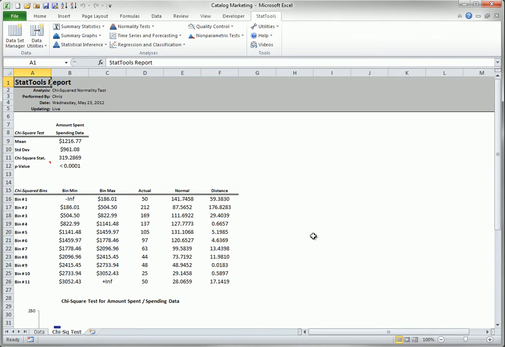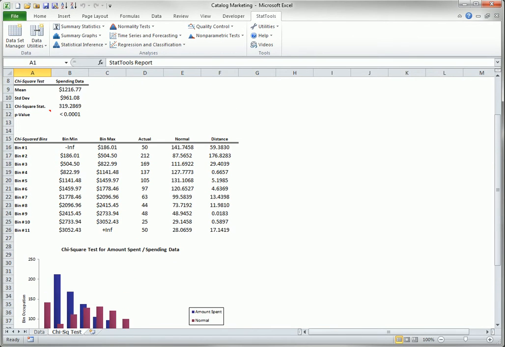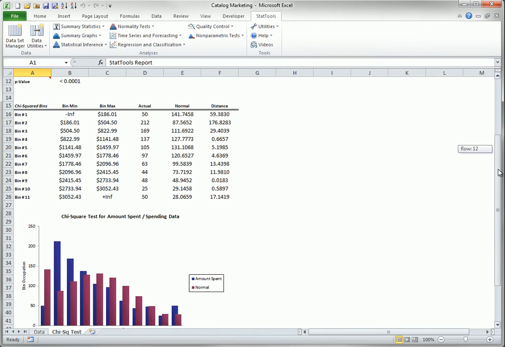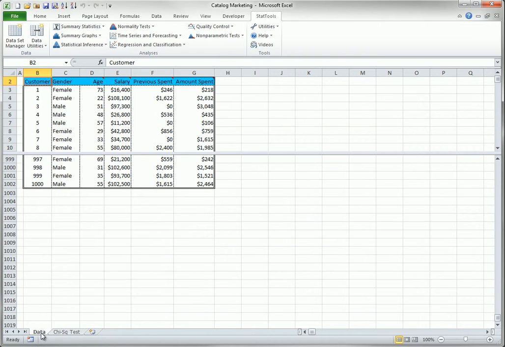The results are shown here, both numerically and graphically. The very small p-value and the graphical results both strongly suggest that the amount spent variable is not normally distributed. The reason is its heavy skewness to the right. One common cure for this is to take the logarithm of the variable. I will do this and then rerun the test.